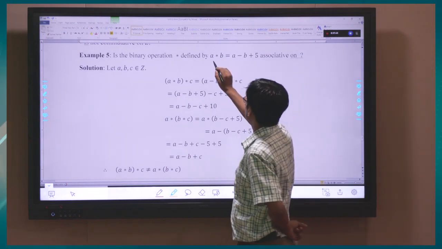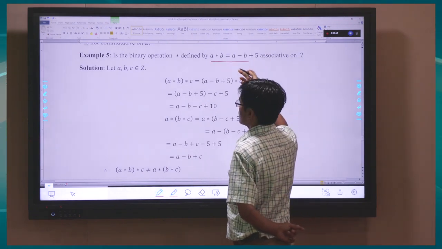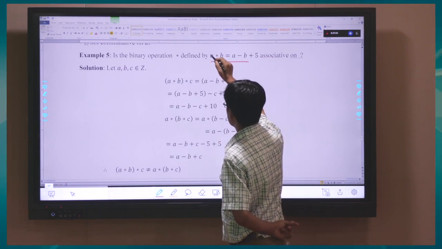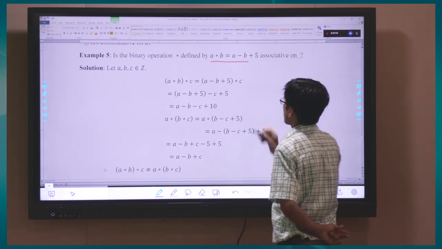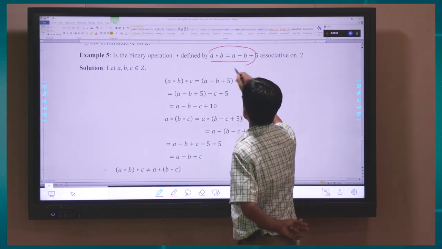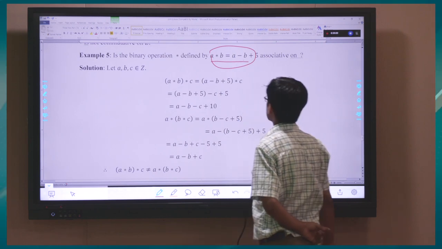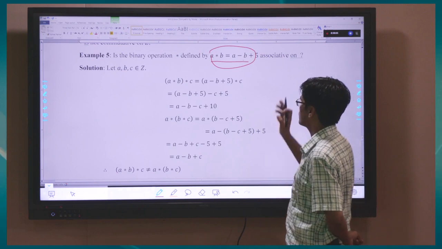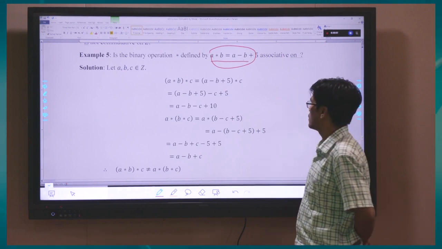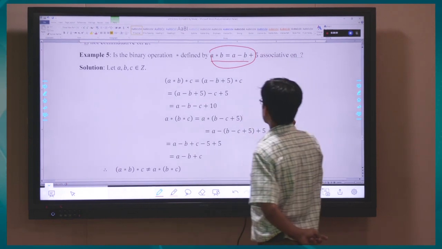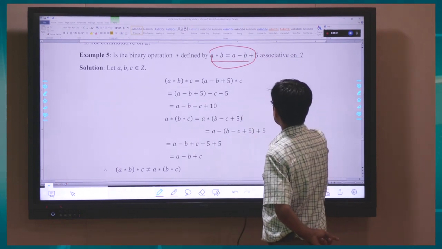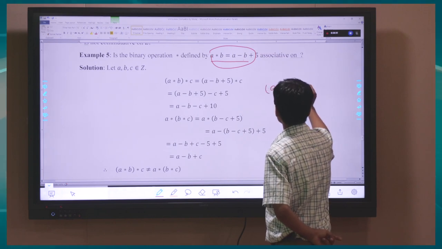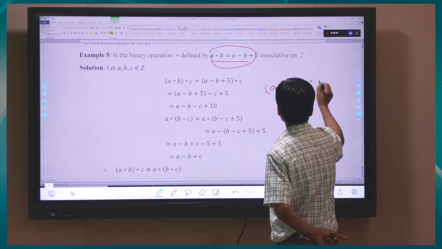Here A star B is defined by the same result, same as example 4. The operation is the same: A star B is equal to A minus B plus 5. So now we check the associative property for this binary operation. For the associative property, we have already defined it, and we have to prove these results.